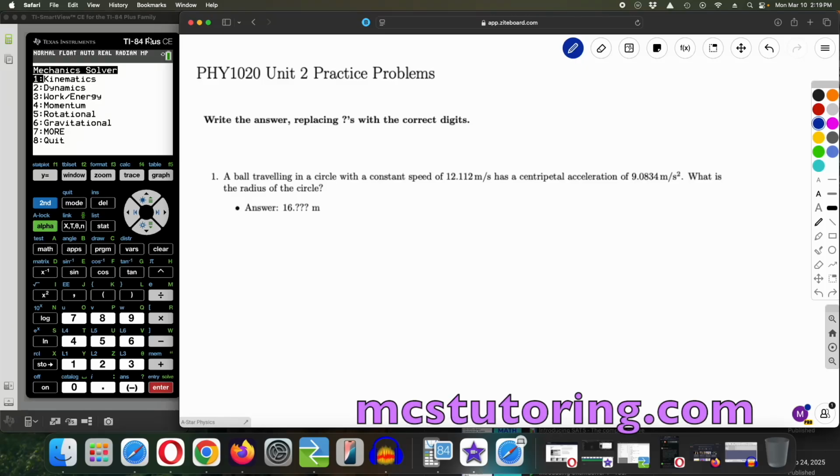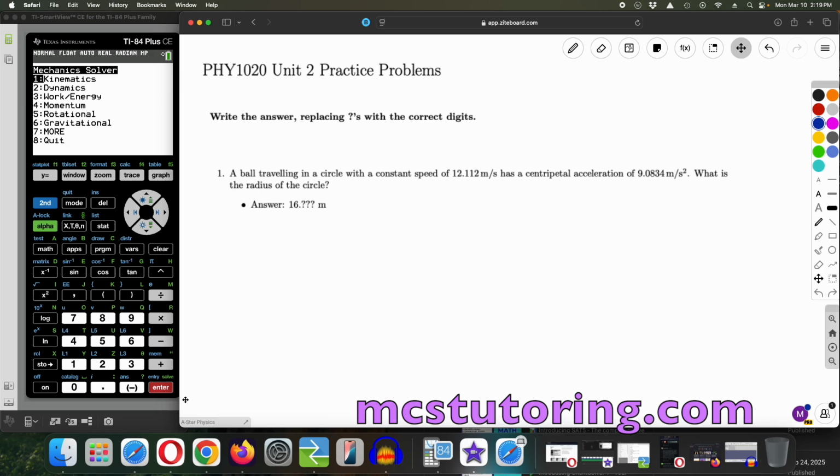Hello and welcome to Mechanics Solver, the TI-84 calculator program that will help you with your physics questions, the mechanics ones specifically. Okay, so we've got A Star Physics.